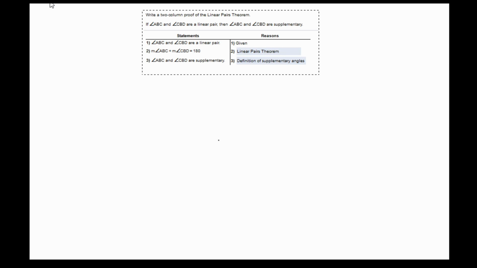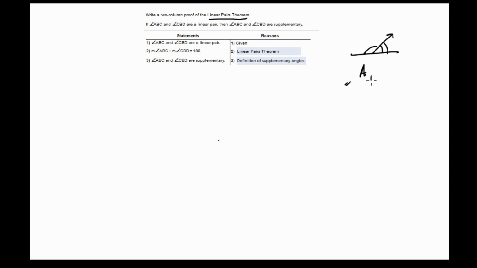All right, so the answers are already on the screen for you, but let's talk about why these are the answers. So it says write a two-column proof of the linear pairs theorem. As we know, the linear pairs theorem is just if I have a line that has a ray or even another line or line segment passing through it that generates two angles, then angle 1 plus angle 2 is equal to 180 degrees. So here they've said if ABC and CBD are a linear pair.